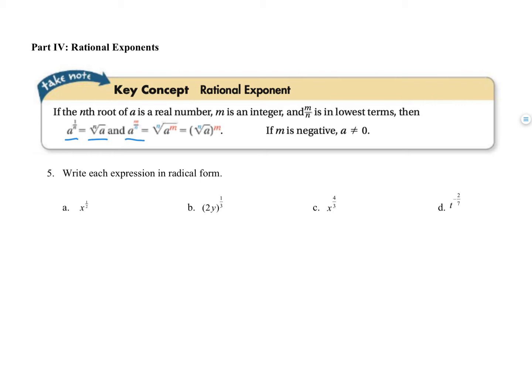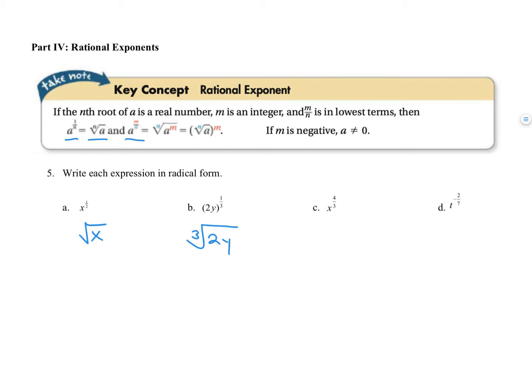x to the 1/2 is the square root of x. So the denominator tells us the type of radical that we're dealing with, or the index of the radical. In the next example, the 1/3 exponent is a cube root. So this is the cube root of 2y.